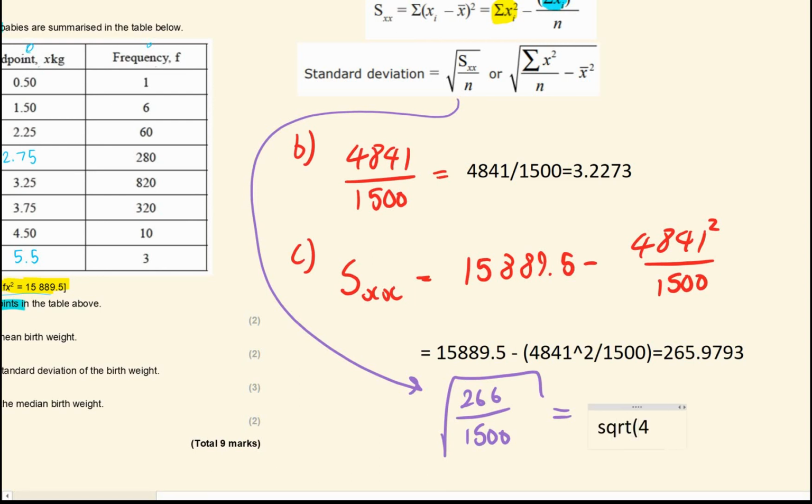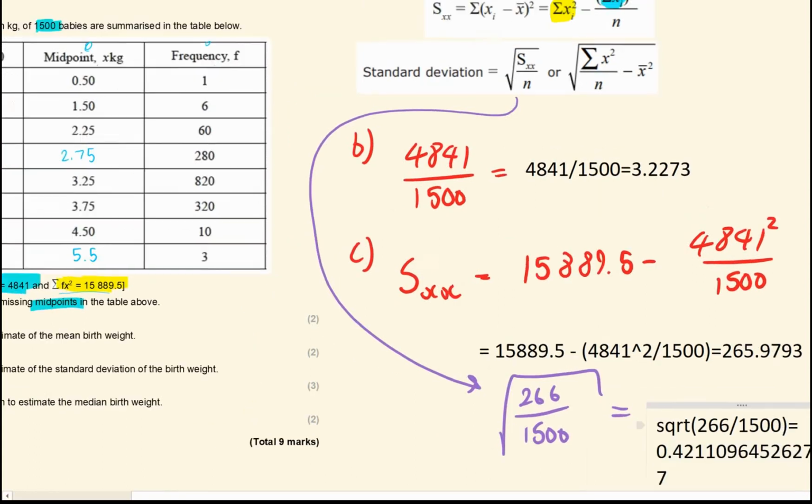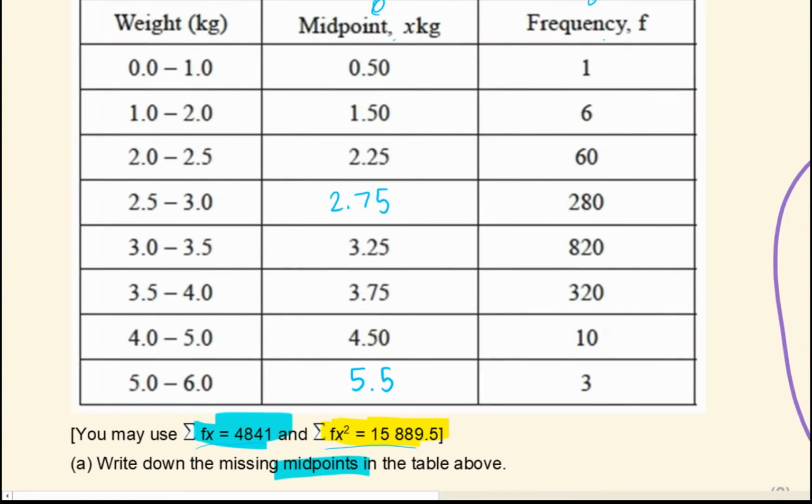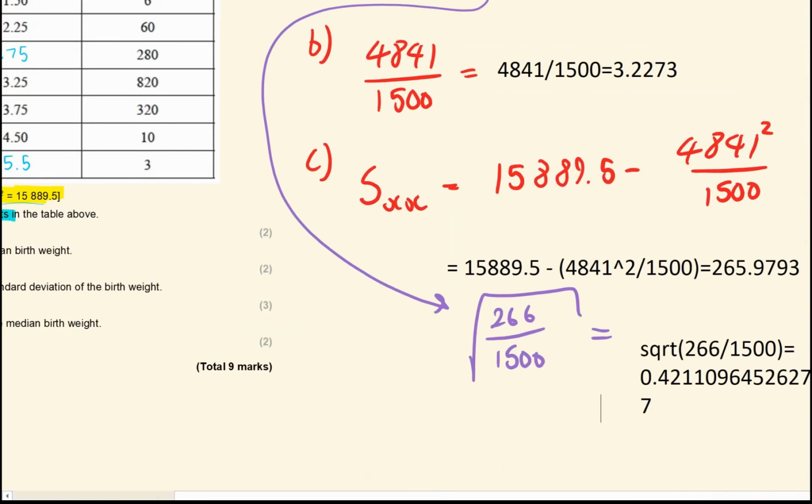I'll just check, can I work that out at all? I can. So square root of 266 over 1,500. Okay, and that there is my standard deviation. And again, that's really small, but that kind of makes sense. So we look, these weights are all fairly clustered together. There's a massive cluster of weights around about 3 kilograms, where not too much goes up to 2 or down to 4. So you'd expect a fairly small value here. So that does make sense.